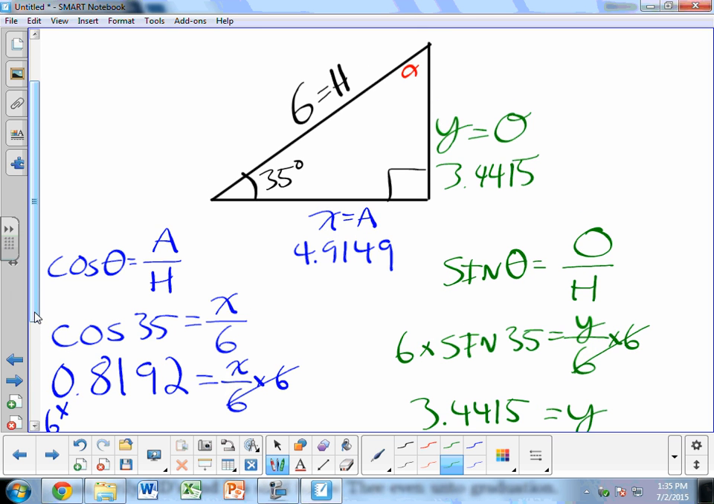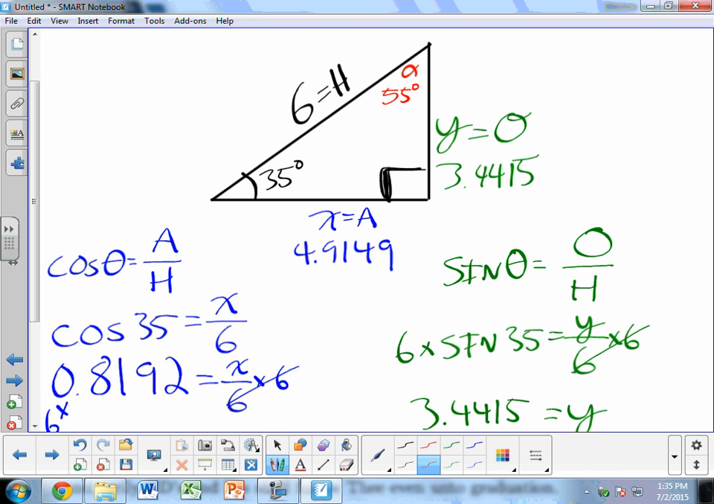Now I have all three sides, and I have two of the angles, one being 35 degrees, one being 90 degrees. And I know that the sum of all angles in a triangle has to add up to 180 degrees. So 90 of the degrees are accounted for in a 90-degree angle, so I have 90 left over. If I take 90 minus the 35 degrees, I am left with 55. So this angle up here has to be 55 degrees.